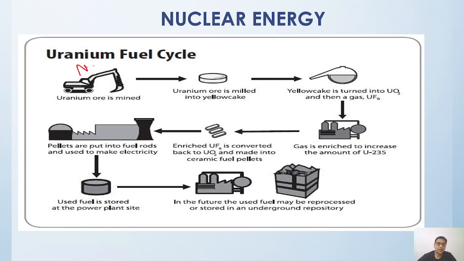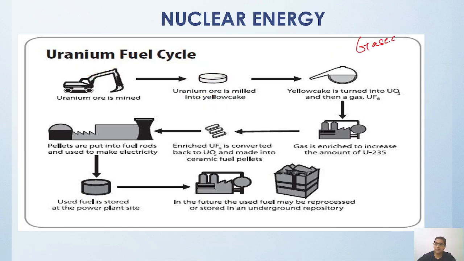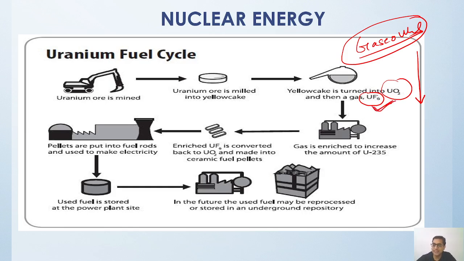Natural uranium is mined. Then it is converted into a form called yellow cake. This yellow cake is sent to an enrichment plant where it is converted into a gaseous state, because in the gaseous state enrichment works very easily. The yellow cake is turned into UO2, uranium dioxide, and then into a gas, uranium hexafluoride. By converting uranium into a gas, we can easily enrich it to increase the amount of U-235, because it is easier to enrich a gas than a liquid or a solid.